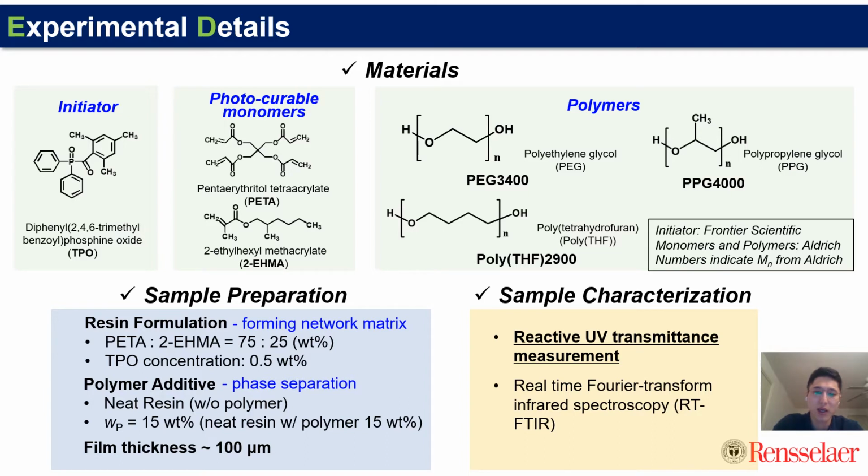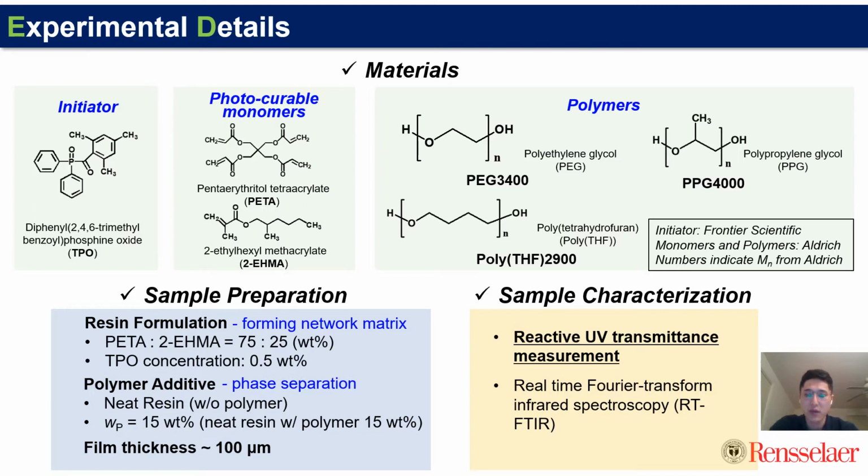I used a photoinitiator, TPO, two photocurable monomers, and three different polyethers: PPG3400, PPG4000, and polyTHF2900. The number marked after the polymer refers to the average molecular weight. For sample preparation, I mixed the two monomers in a 3:1 ratio by weight and added 0.5 weight% of TPO. So this is named the neat resin. Polymer was added at 15% by weight for the phase separation study.